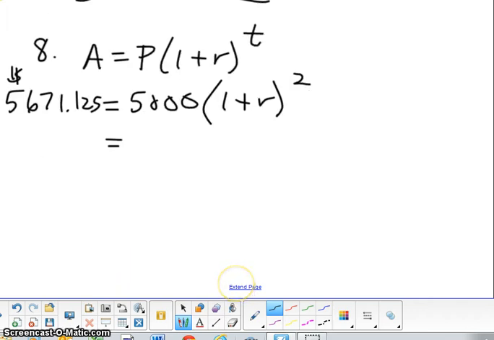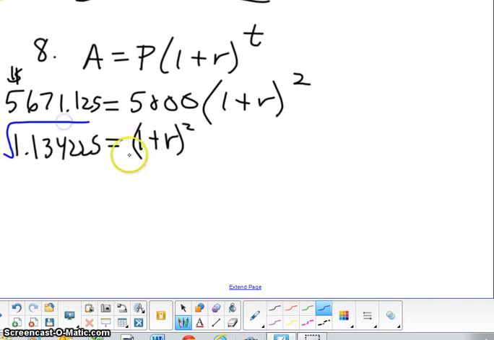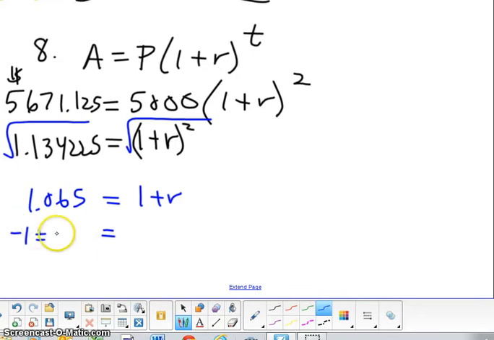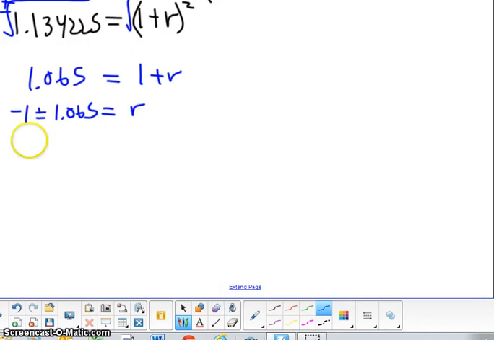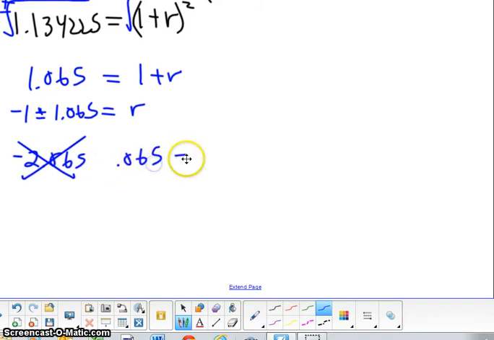Go ahead and push pause and divide both sides by 5,000. So you may have already done this, but you should take the square root of both sides, and you end up with 1 plus r on the right side, and then on the left side you're going to end up with 1.065. Then by subtracting 1, and it's plus or minus, I forgot to put that in earlier, that's going to give you a negative 2.065, which doesn't make any sense, or you're going to get 0.065 for the rate.